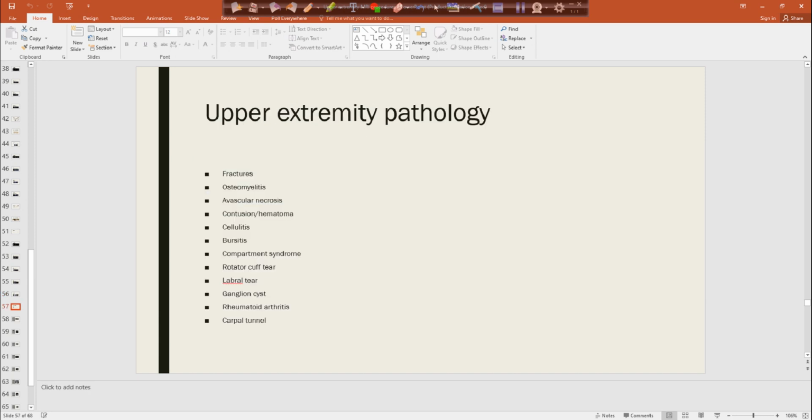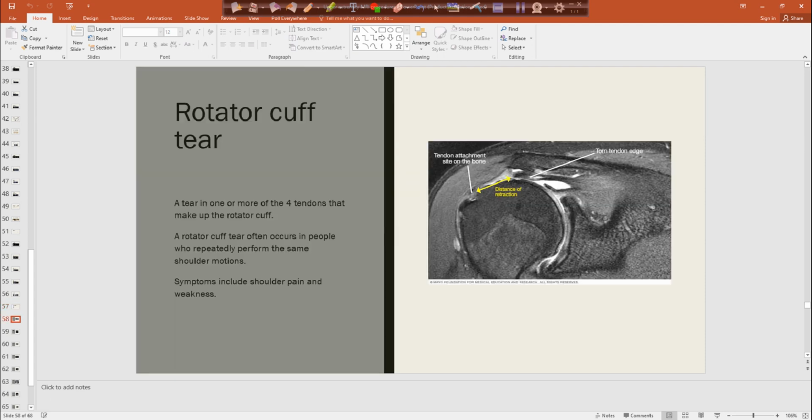All right, let's go over some pathology and we'll get out of here. So here's our rotator cuff tear. What are our four structures that make up the rotator cuff? Supraspinatus muscle, infra. Supra, infra. What else? Teres minor and subscapularis. Infraspinatus, supraspinatus, teres minor, subscapularis. So here we have a detachment of that tendon, that supraspinatus tendon.